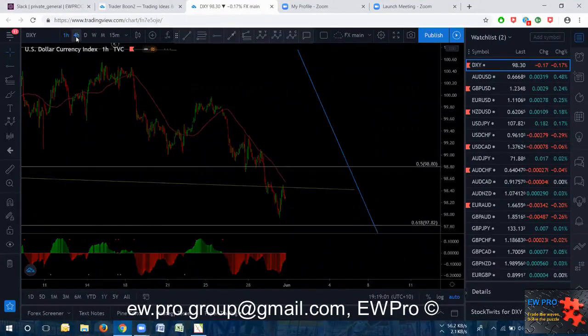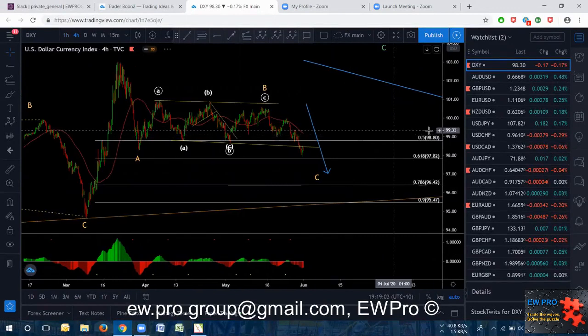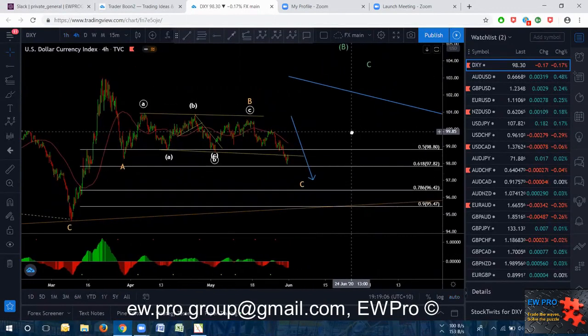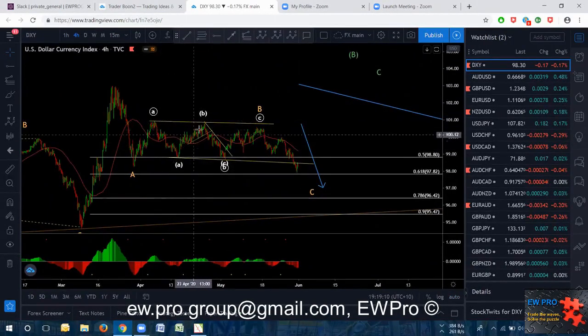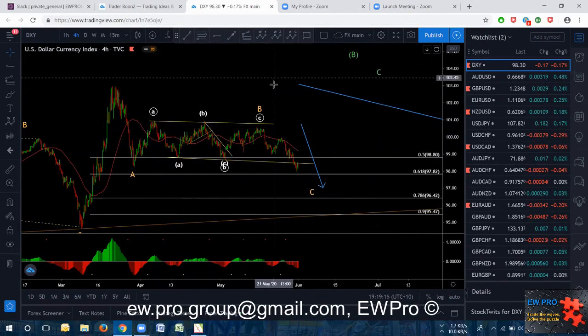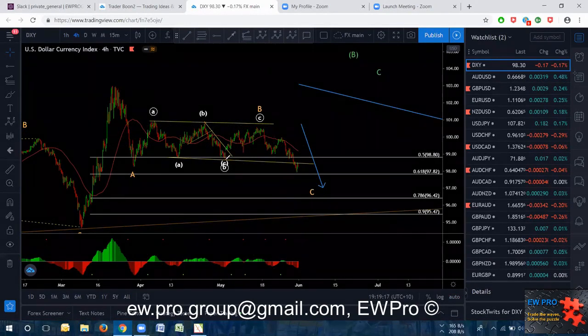DXY, we got that C down. I've been saying all along, if you go through my videos, I was always looking for this as a B wave. This C wave here, I wanted this C wave to go and break this top. It never happened. And this is very choppy in here. There's a little flat correction in here. So I didn't really like that as a C wave. So it's been pretty hard to trade.